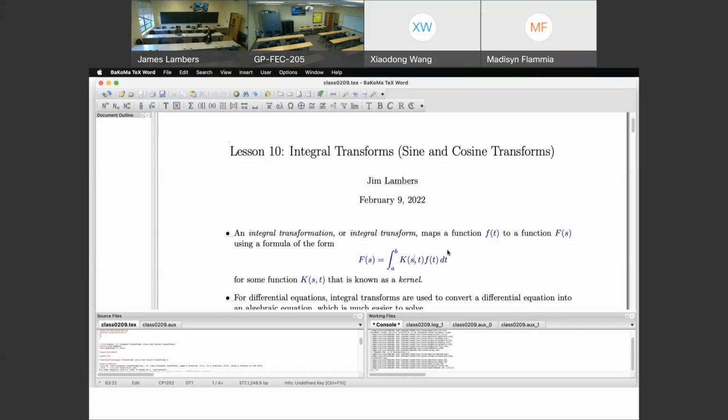One transform that you're familiar with from your first differential equations course is the Laplace transform. That acted on the time variable and has a function of a parameter s. We're not really going to be dealing with that in this course. We will be dealing with Fourier transforms.